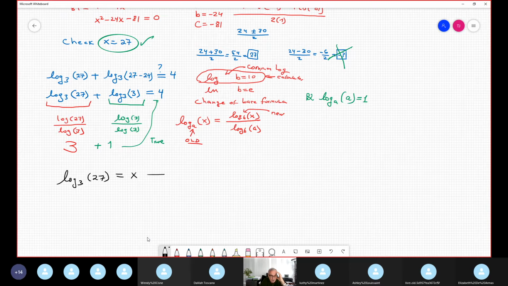You put x and you convert this statement to exponential. The base is 3, the exponent is what I am looking for, equal to 27. I know that 27 is 3 to the cubic power, so 3 times 3 times 3. Therefore, you see that the exponent is the same: x equals 3. And that's the story.